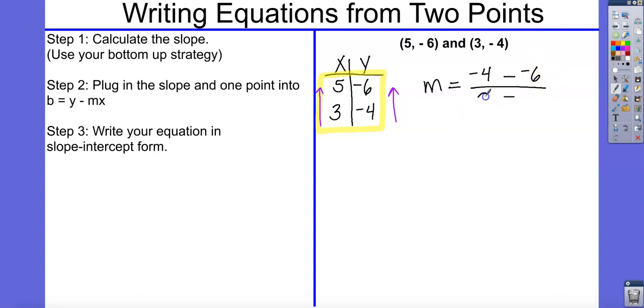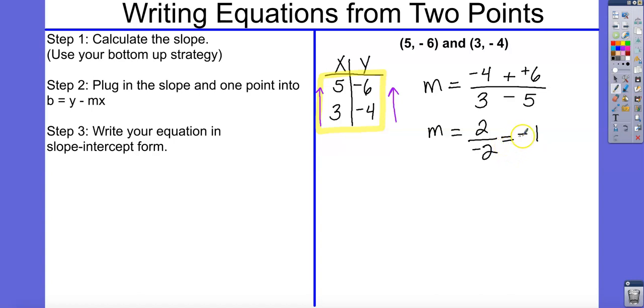And then on the denominator, we plug in our x values, bottom up, so 3 minus 5, and then we solve for slope. So when we solve this, -4 minus -6, the minus -6 will become plus a positive. So it gives us +2 over -2, which simplifies to -1. So our slope is -1.